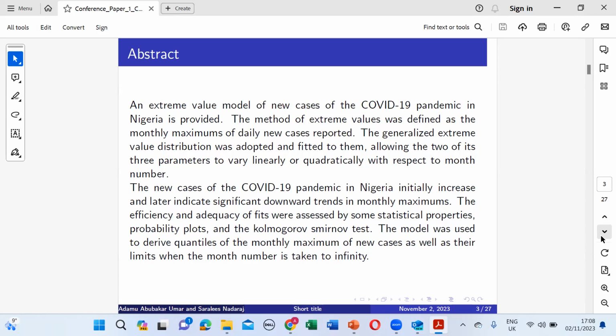The generalized model allows two or three parameters to vary linearly or quadratically with respect to the month number. The new cases of COVID-19 in Nigeria initially increased and later decreased significantly in the monthly maximums. The efficiency and adequacy of the fits were assessed by statistical properties, probability plots, and Kolmogorov tests. The model was used to derive the quantiles of the monthly maximum of the new cases, as well as the limits when the month number is taken to infinity.